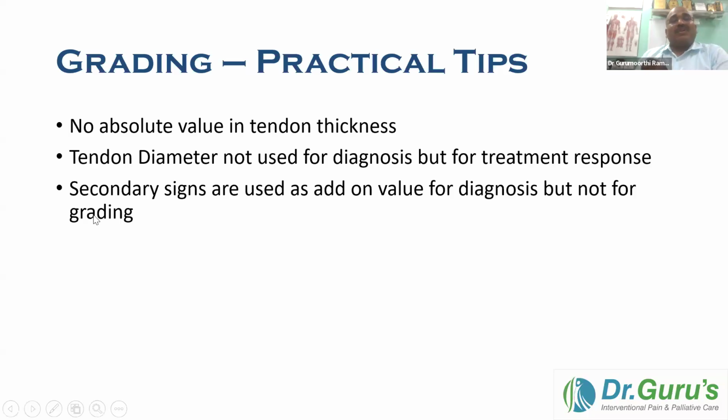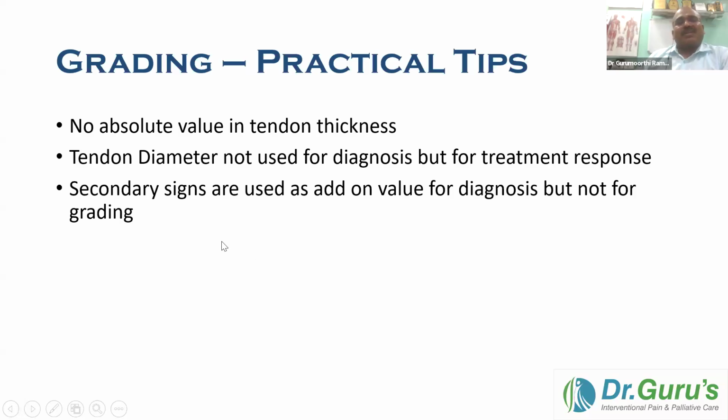So we never measure tendon diameter for diagnosis. But whenever you are going to intervene, for example, you are going to study and want to compare corticosteroid with PRP injection or just tenotomy, yes, you can go for tendon diameter measurement. Usually what we do is, from the insertion, we go 20 millimeters cranial and measure the thickness. That is for research purposes, or if you want to document the treatment response, yes, you can measure. But it is not at all used for grading, and it has nothing to do with line of management, right?